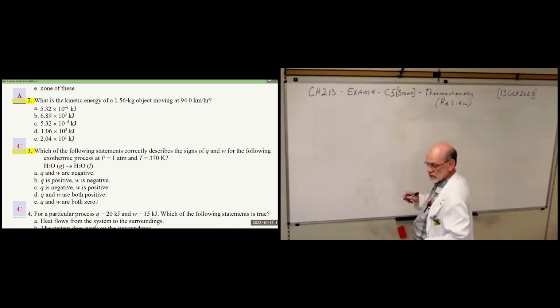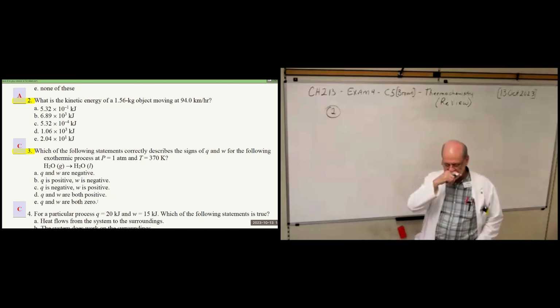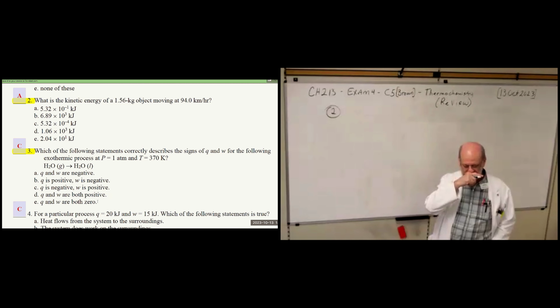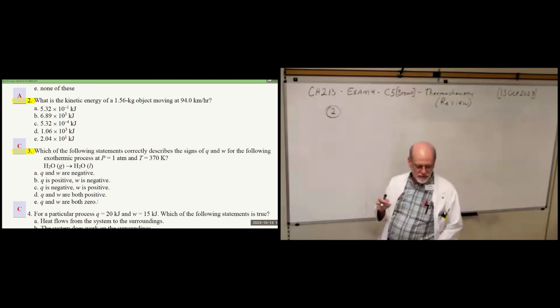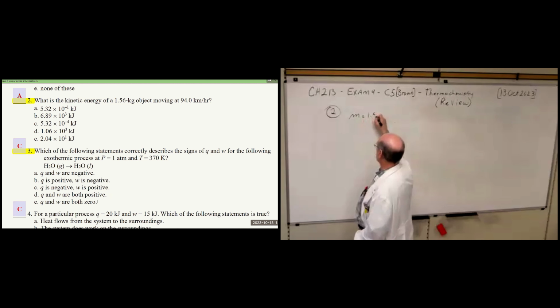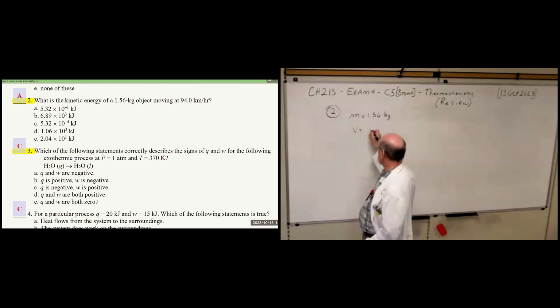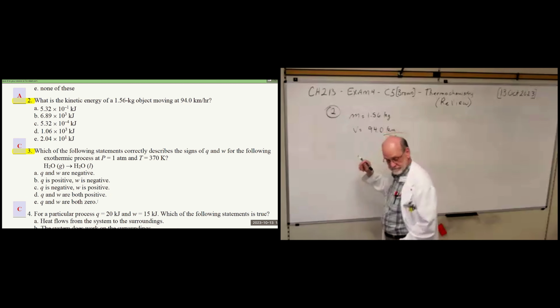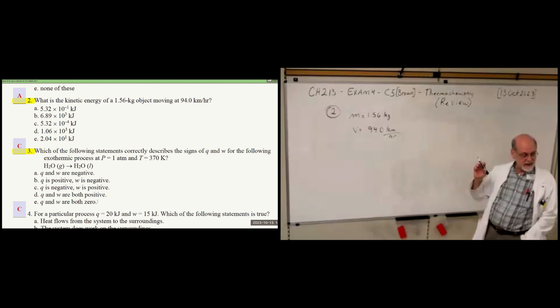All right, so let's review. Number 2. What's the kinetic energy of a 1.56 kilogram object moving at 94 kilometers per hour? And so we know that the mass is 1.56 kilograms, correct? Okay. And its velocity is 94 kilometers per hour, correct? Okay. And what formula are we going to use to determine the kinetic energy? Remember?